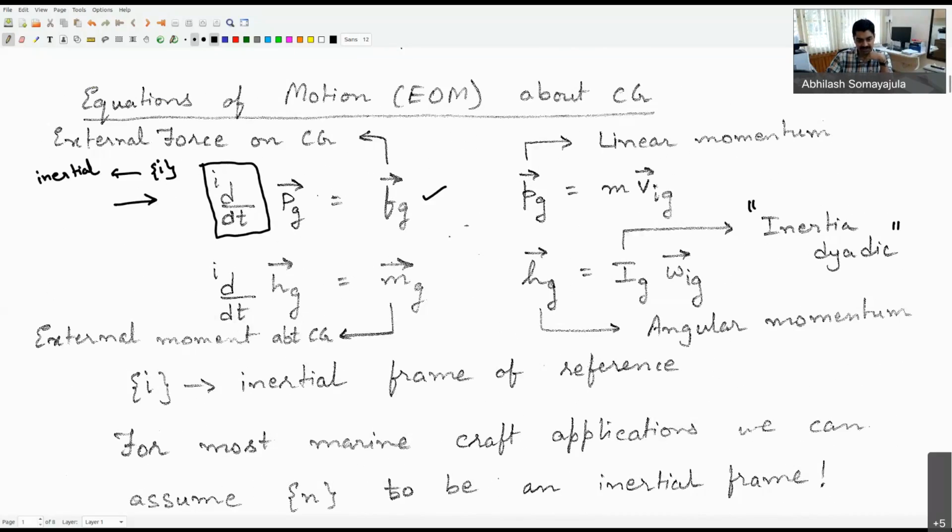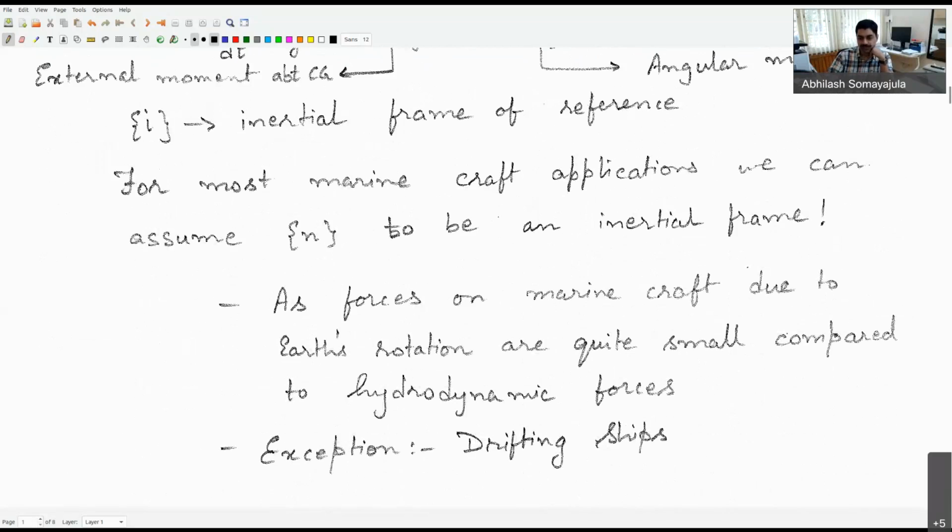We can get away with it because the forces on the marine craft due to the Earth's rotation are quite small compared to the hydrodynamic forces that the craft experiences. Since these forces due to the Earth's rotation are really small compared to the hydrodynamic forces, the effect on the dynamics is also equally small.